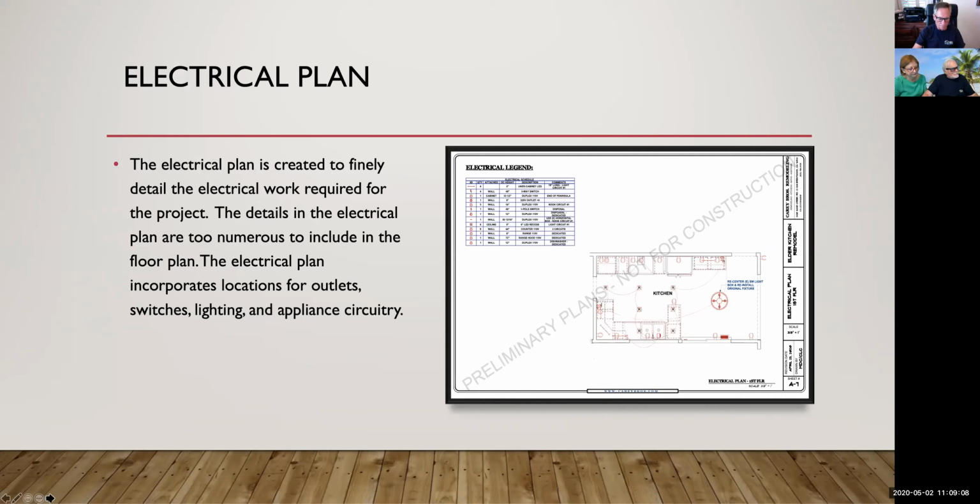The electrical plan is created to finely detail the electrical work required for the project. I don't know anyone who cares about the electrical plan or the electrical components. I think everyone likes to talk about cabinets and countertops, sinks and faucets, but no one wants to talk about the important aspect, which is electrical. The details in the electrical plan are too numerous to include in the floor plan, so the electrical plan incorporates locations for outlets, switches, lighting, and appliance circuitry. All of these fine details are very important to understand the full cost of a project.